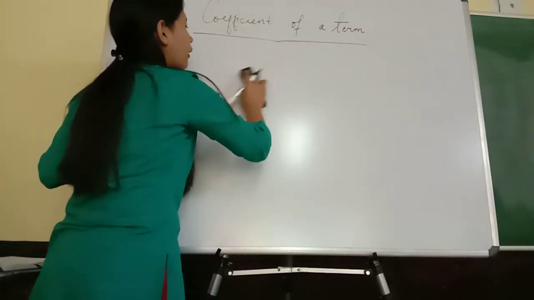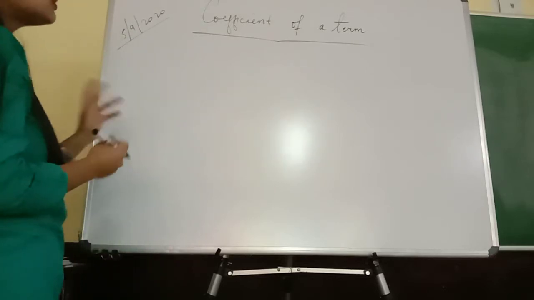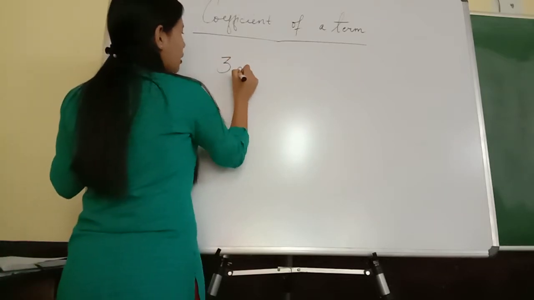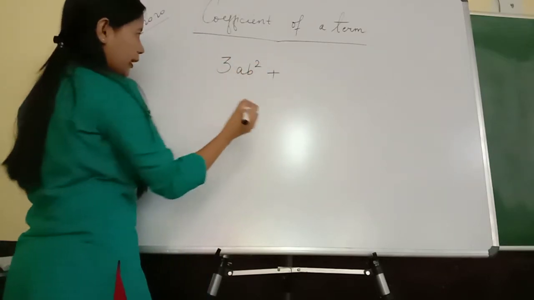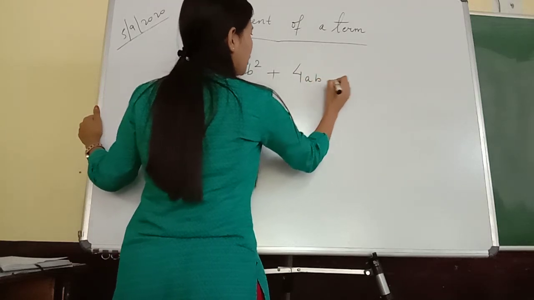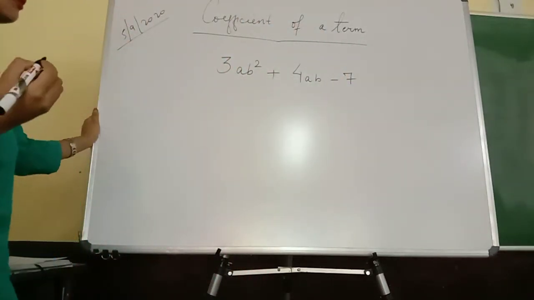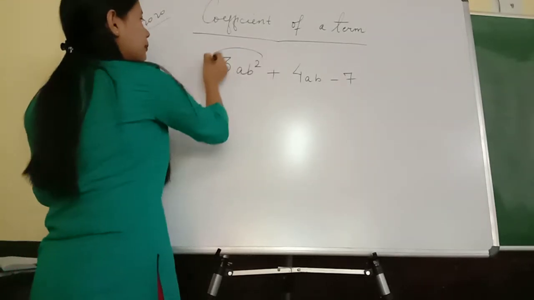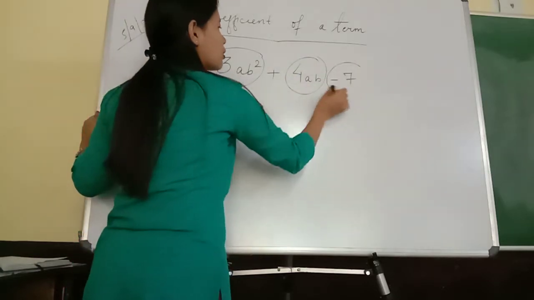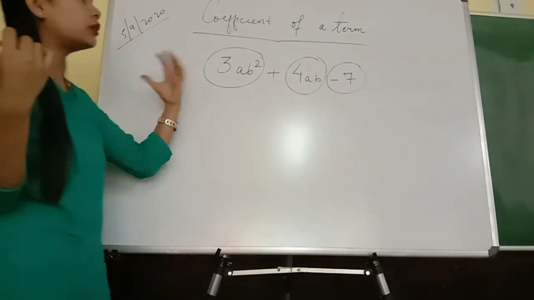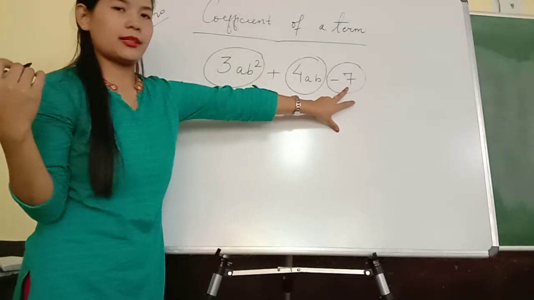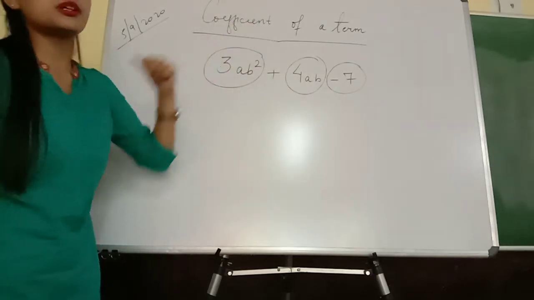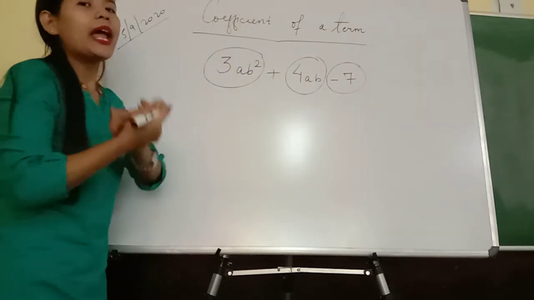To understand this, we will first learn what is the factor of a term. Let us take one example. Suppose I have an expression, say 3ab square plus 4ab minus 7. This is an algebraic expression. Here, this is a term, this is a term, and this is also a term. A term can be a number as it is here, it can be a product of number and a variable, and it can be just a variable. So the term can be anything.